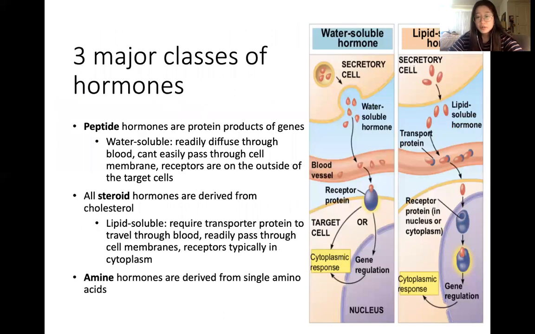We have 3 major classes of hormones. First, we have the peptide hormones, which are protein products of genes. They're water soluble, so they readily diffuse through the blood, but they can't diffuse through the cell membrane. So we have a receptor protein that sits on the outside of the target cells. Steroid hormones are derived from cholesterol. They're lipid soluble, so they require a transporter protein to pass through the blood, and then they can readily pass through the cell membrane, and the receptors are usually in the cytoplasm. The third major class is amine hormones, which are derived from single amino acids.